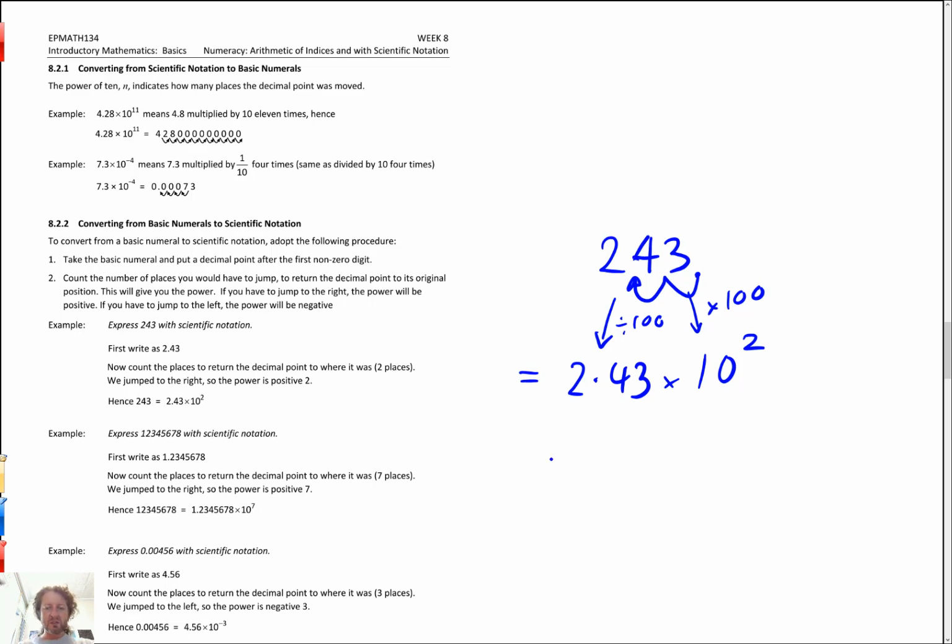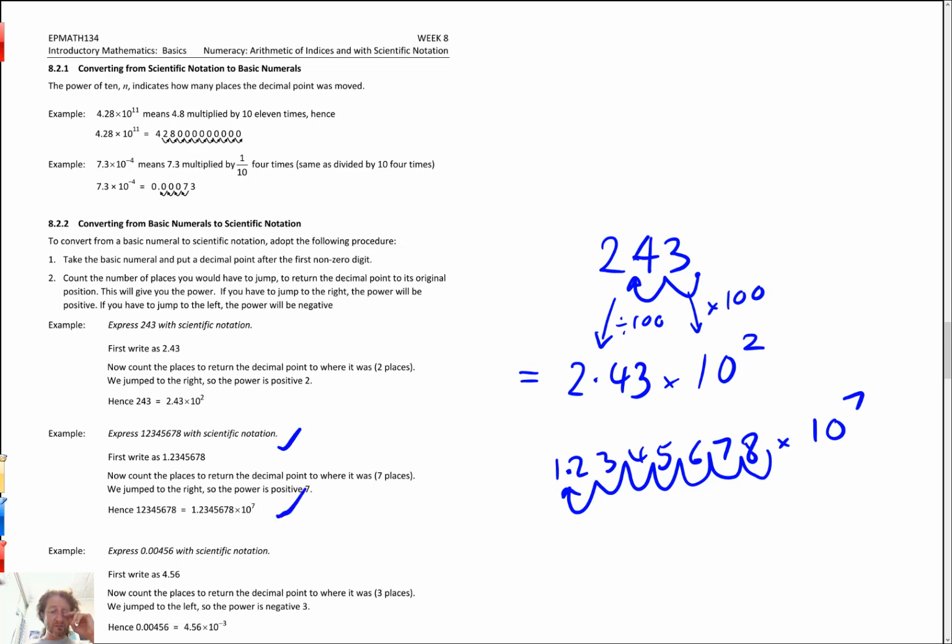So the next one was, what's that? 1, 2, 3, 4, 5, 6, 7, 8. I know that I want to introduce the decimal point here. I know I've just made this number a lot smaller, so this power of 10 has to be a positive number. How many moves? 1, 2, 3, 4, 5, 6, 7. If I get that number and times it by 10 to the 7, I end up with what I started with. So there it is.